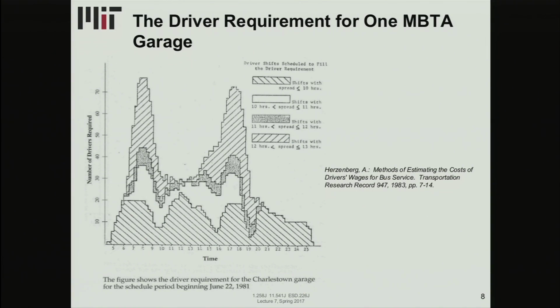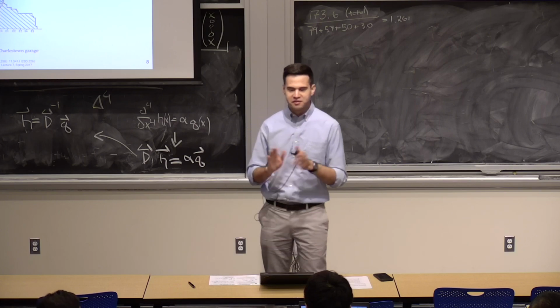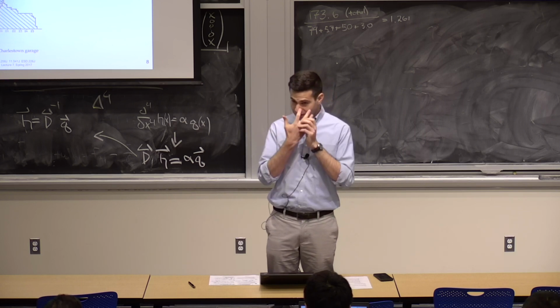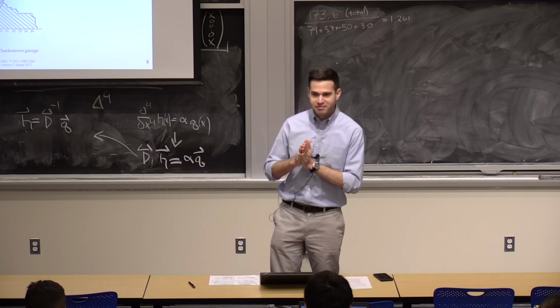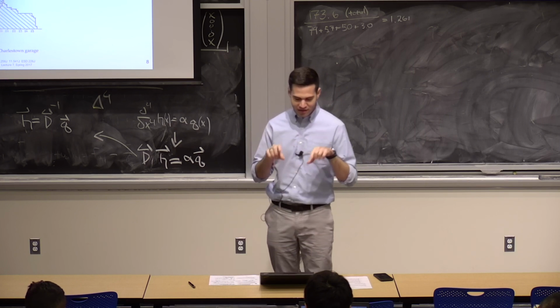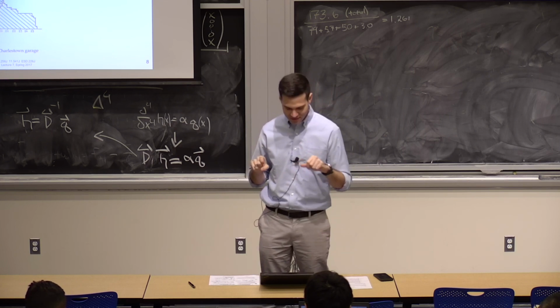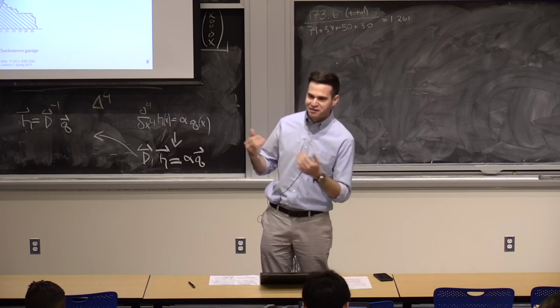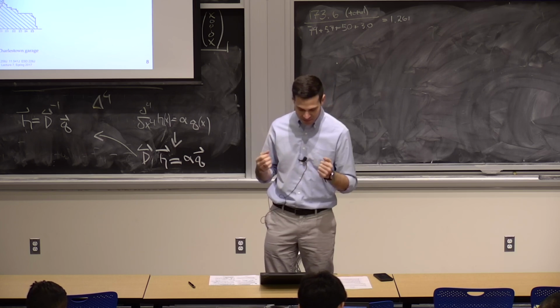One option is to hire part-timers. So use full-time employees for the base and then hire part-timers for the peaks. That's the least expensive, the most efficient option. But unions don't like it because if you have a high percentage of part-time drivers, then it's not to the benefit of their union employees.